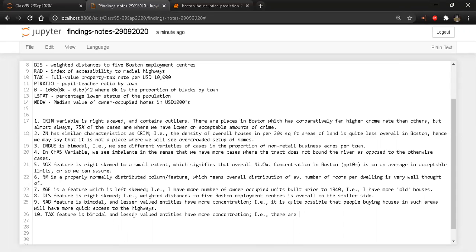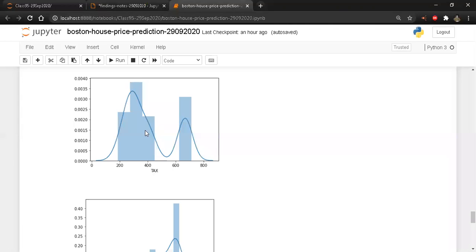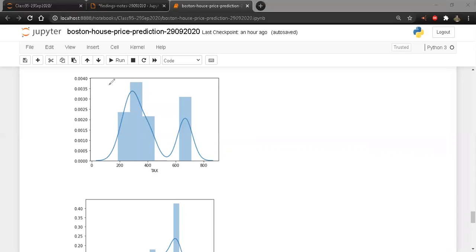There are more properties with less full value tax rate per USD 10,000 than otherwise. Okay, this is good news. This might really affect things. If the property tax is less, then people might get inclined towards this. But then there is a problem here as well. This is causing a bias. There will be some areas where the taxes are low, some areas where the taxes are high. People will be more biased towards this area, right? These are the kind of things that you have to look out for.